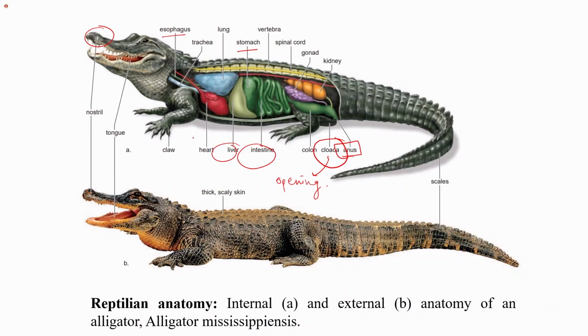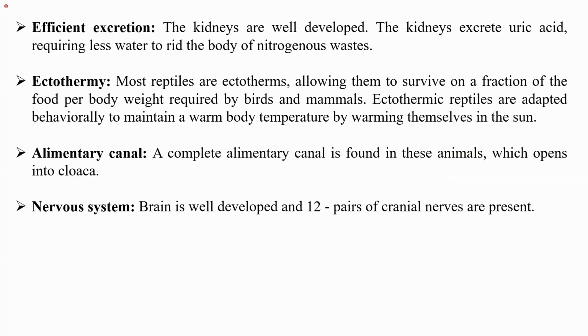They have liver, they have intestine, so they have a well-developed alimentary canal. They have a well-developed respiratory system. They have claws, as I mentioned, that have nails also. You can see here that they have nails. They have five toes, and these initial limbs are known as the forelimbs, and these limbs are known as the hind limbs. Also, you can clearly see the scales present on the surface of the body. This is the anatomy of an alligator mississippiensis.